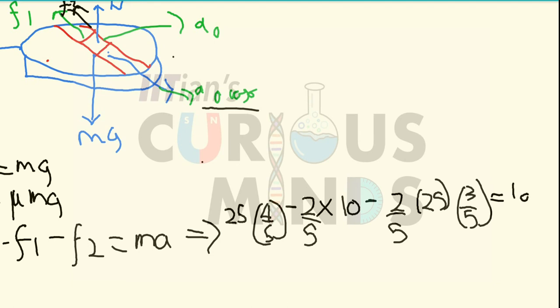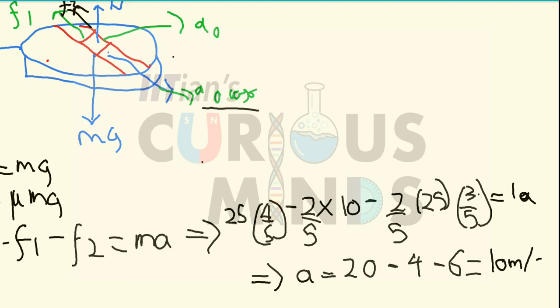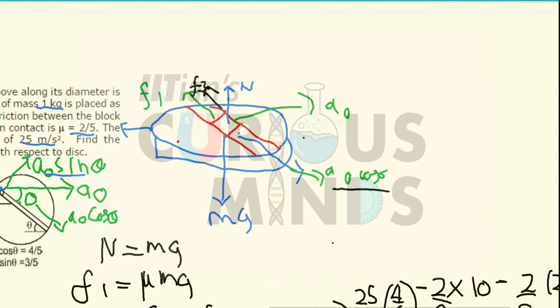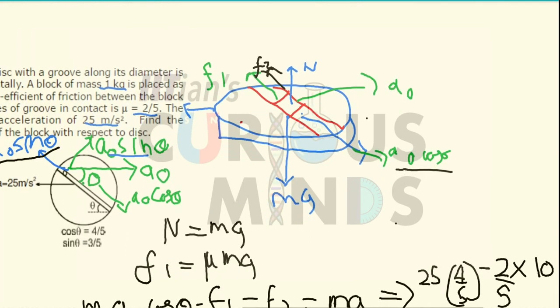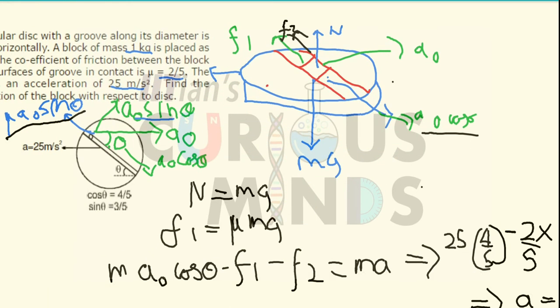which will be equal to m into A. With m equal to 1, A will be equal to 25 into 4 by 5, which is 20, minus 2 by 5 into 10, which is 4, minus 2 by 5 into 25 into 3 by 5, which is 6. So it comes out to be 10 meter per second square. So the acceleration of the block with respect to the disc will be 10 meter per second square. The acceleration of the block is 10 meter per second square.